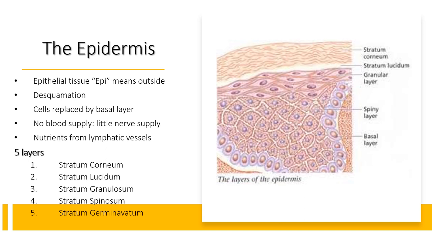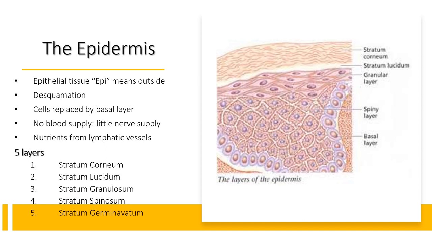Epi also means outside. An epithelial tissue is on the outside of the skin. Another name for the skin is also a cutaneous layer. Desquamation is the term given to the shedding of dead skin. And the shedding of the dead skin is then replaced. Those cells are replaced by the basal layer.